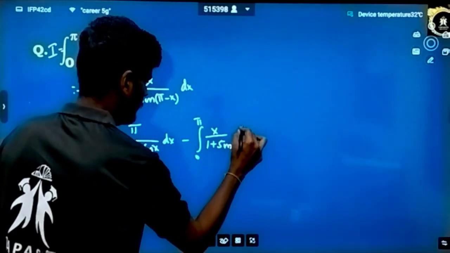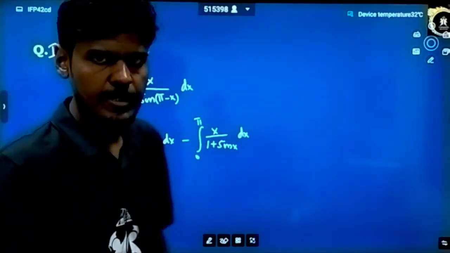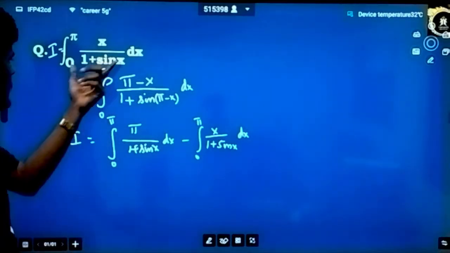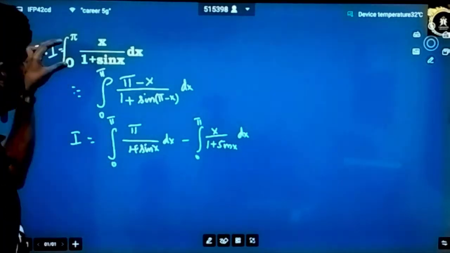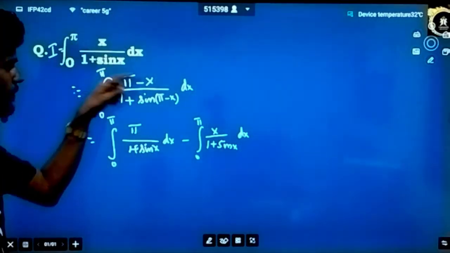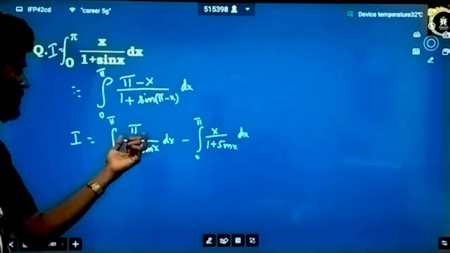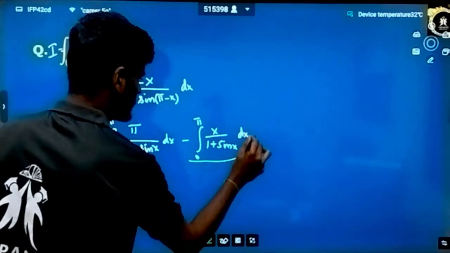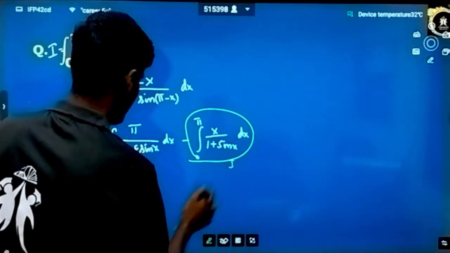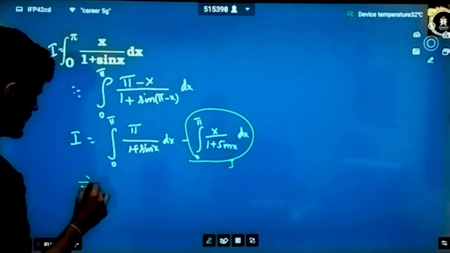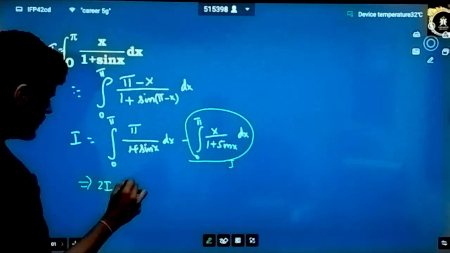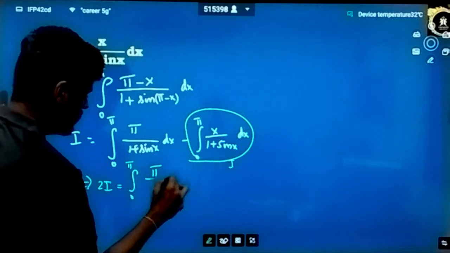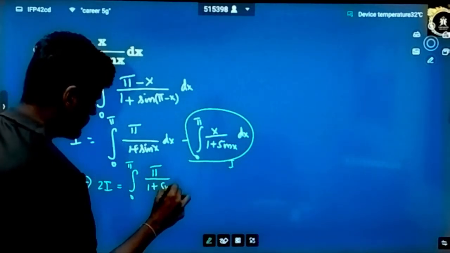Now why do we need to apply this property in the first place? When you observe the question, here in the numerator we have x, in the denominator we have 1 plus sin x. We don't know the integration for this. But when we apply this property, the numerator will get simplified, as this term is also I. So this implies we will get 2I is equal to the integral between 0 to pi of pi divided by 1 plus sin x dx.